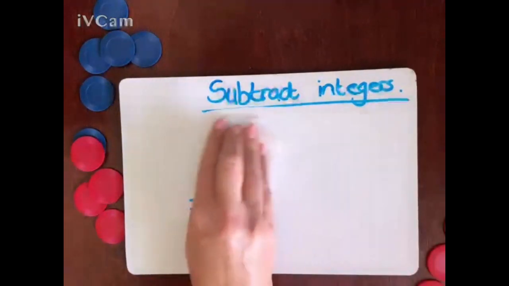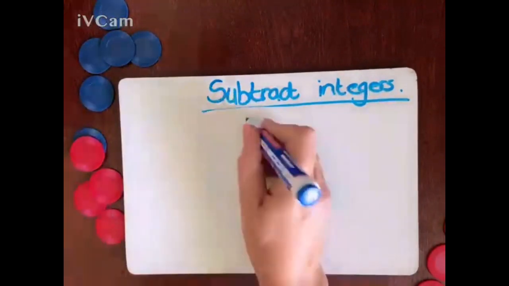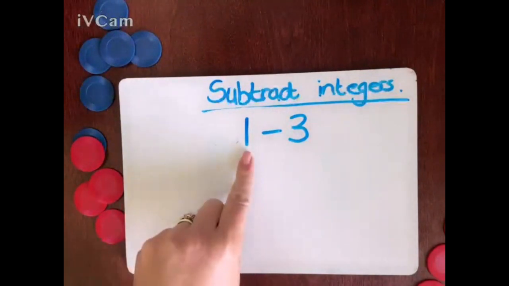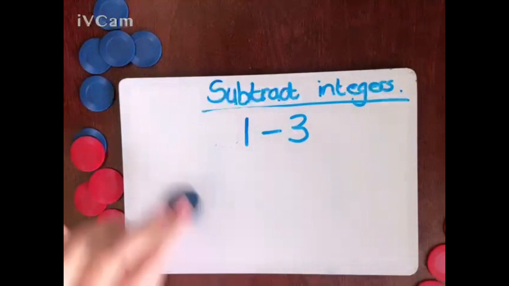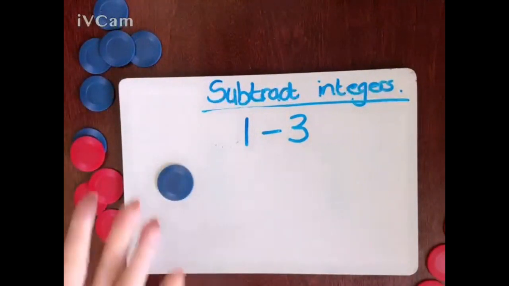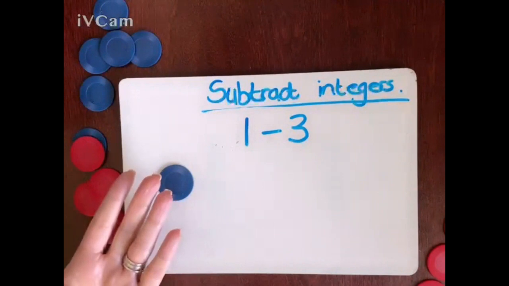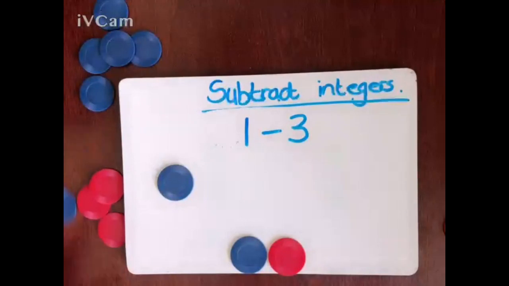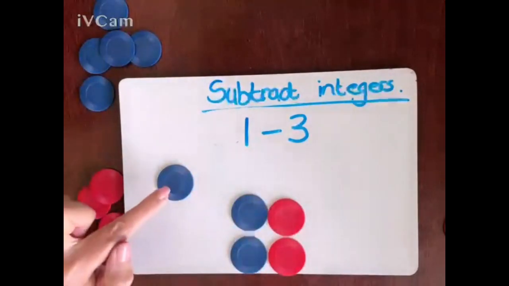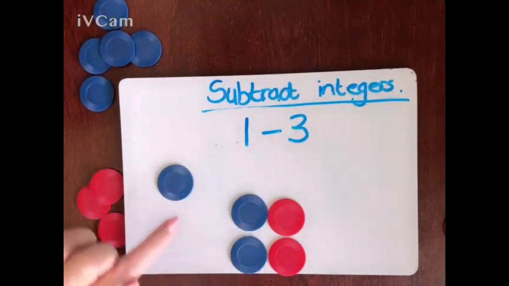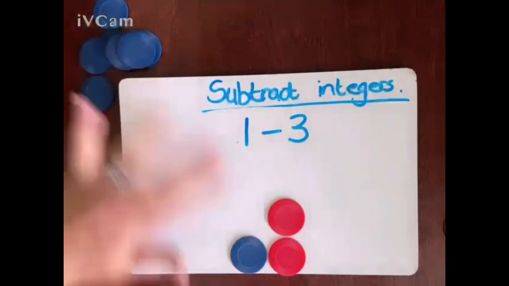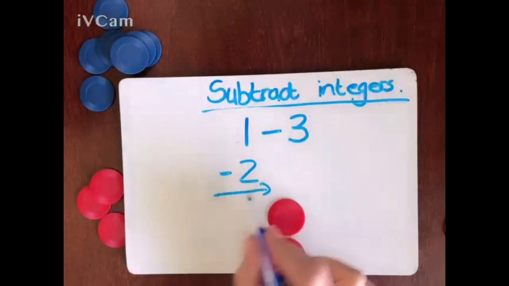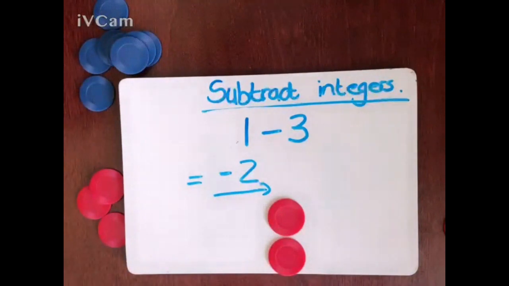Right. Let's do another one similar to this one. 1 take away 3. So this actually means positive 1 take away positive 3. I've got a positive 1. How can I take away 3 blue ones? I'm not able to. So now I'm adding 0 pairs because the value is 0 until I'm able to take away 3 blue discs. So I take away 1, 2, 3, and I'm left with 2 red discs. Right.